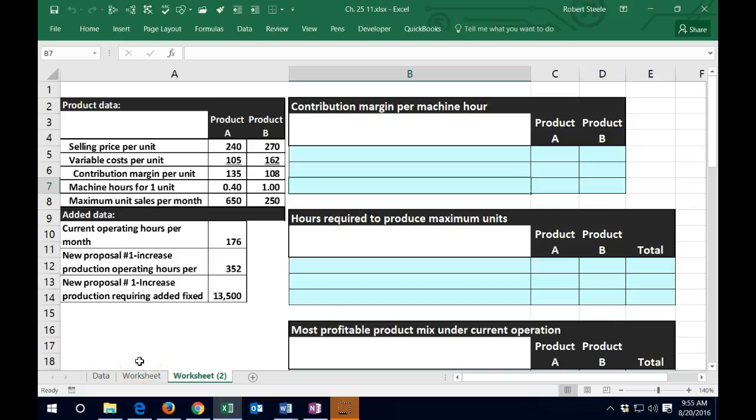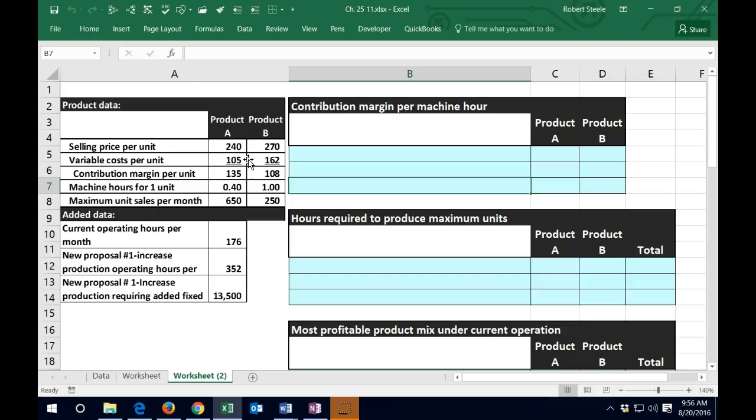Hello, in this lecture we're going to talk about a problem related to product mix. We're trying to decide how much of a product we should produce, and in this case we have product A and product B, and we're trying to decide how much, or if any, of each of these products we should produce to maximize the revenue in each situation.